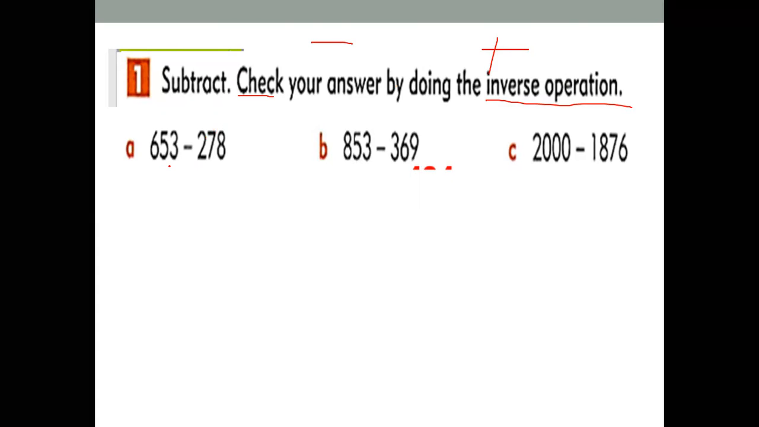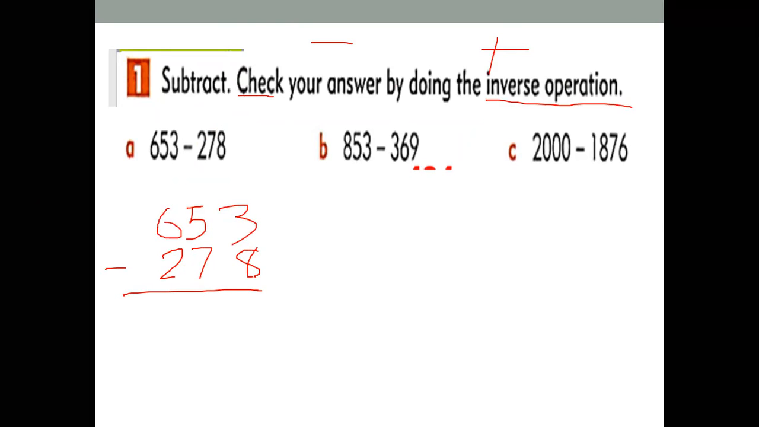This is in your student book. If you read this one, this is how to do it. Let's subtract first, letter A. 653 minus 278. So let's subtract first, and we will check later.